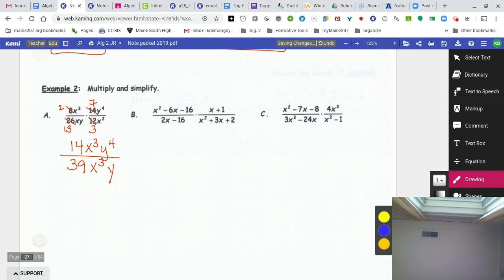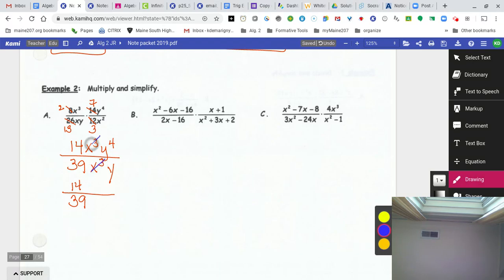Okay, so the last part I haven't finished. I didn't simplify the variables. So when I get to this point, the 14 and the 39 will stay just like they are. I just make sure that I didn't miss a factor that'll go into both of those. I didn't. And then I'm going to simplify my variables.